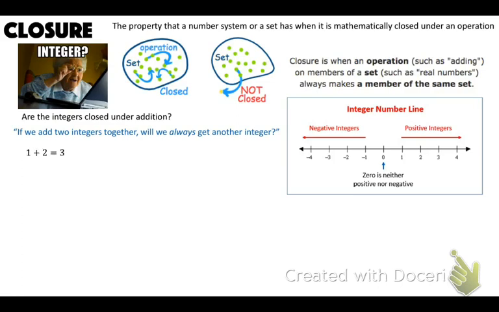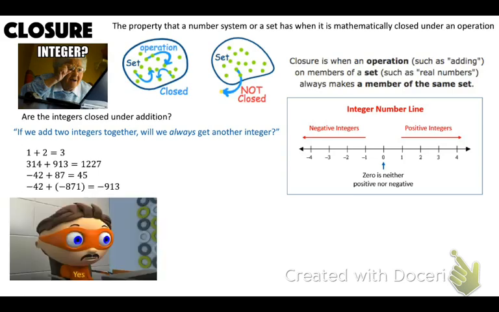Well, let's check it. So 1 plus 2 is 3. 3 is an integer. Yes, 1 and 2 are integers. Cool. Let's try another one. Let's do something crazy. So 314 plus 913 equals 1,227. Still get an integer. Cool. Let's do a negative. Negative 42 plus 87, I get 45. Still an integer. That was enough to convince me. Oh, I did another one. Negative 42 plus negative 871 equals negative 913. So yes, those are closed under addition.